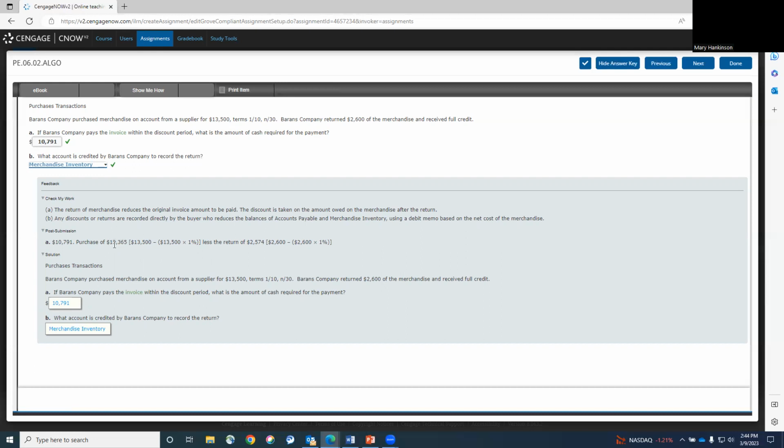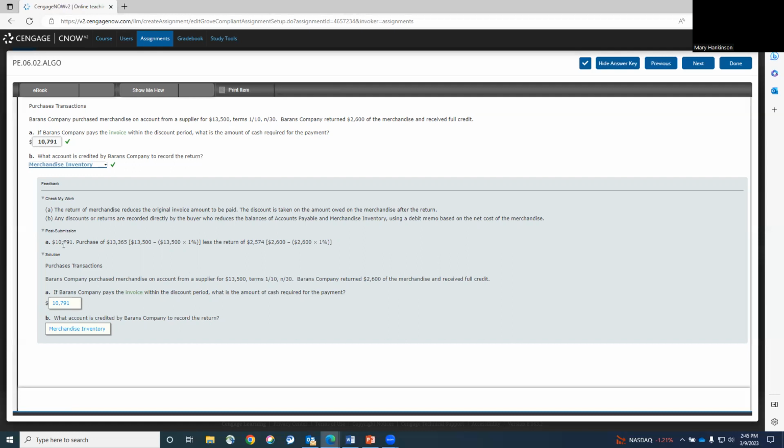So we would take the discounted amount of $13,365, and then subtract out the discounted amount that we returned, which totaled $2,574. And that gets us $10,791. And that is how much Barron's company will owe for this merchandise.